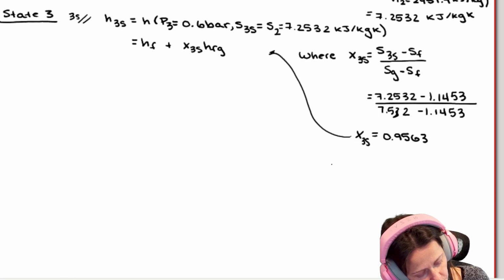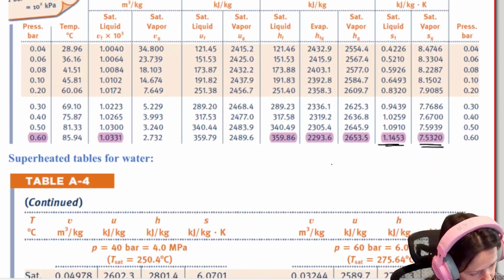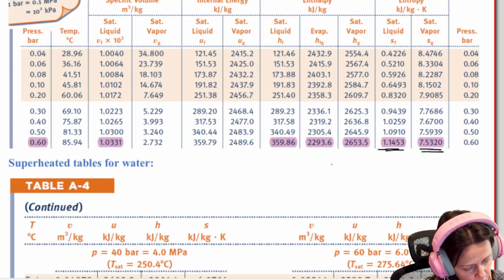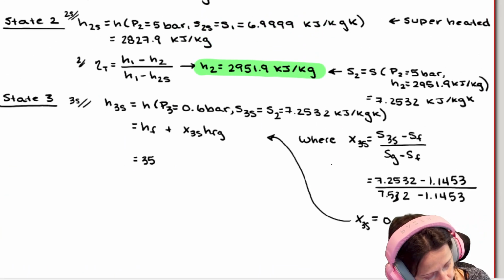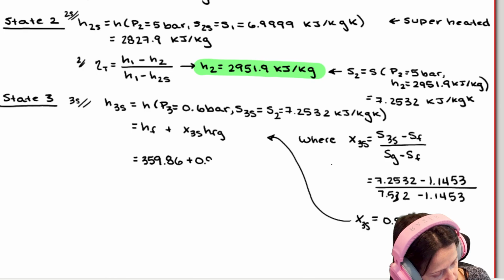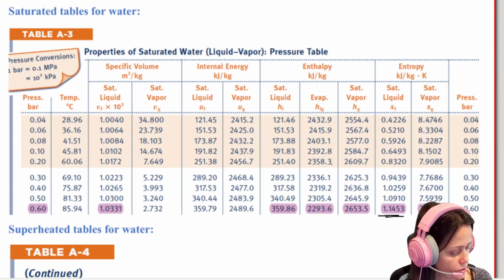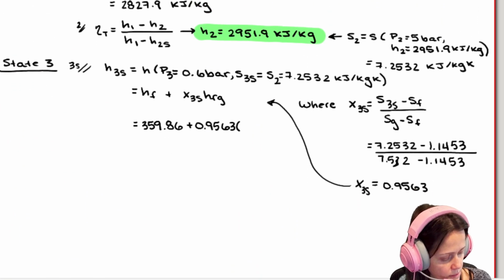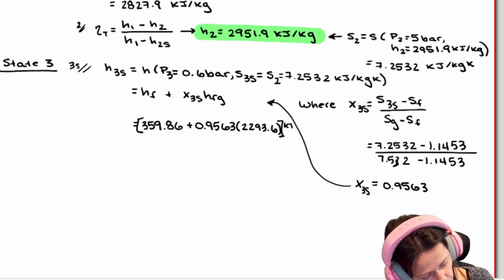And we're going to plug it in here. So it's the H sub F, 359.86, plus 0.9563 times my H sub FG, which is 2293.6. And of course, all of this is kilojoules per kilogram.